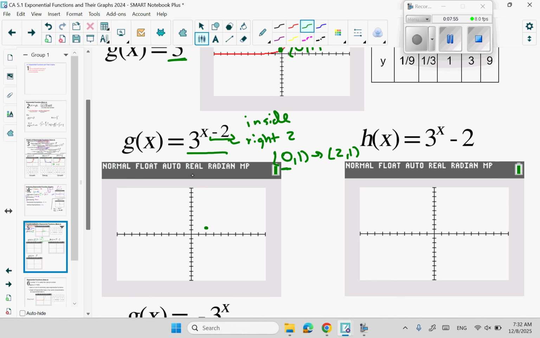I have no other changes, which means the asymptote stays the same, the shape and structure stays the same. So all I need to do now is redraw my asymptote, y equals 0, and the rest of my graph.